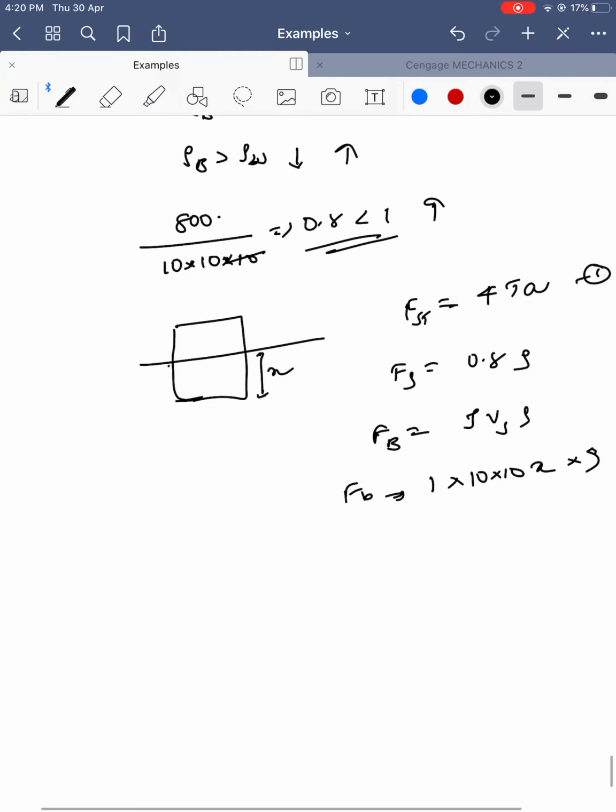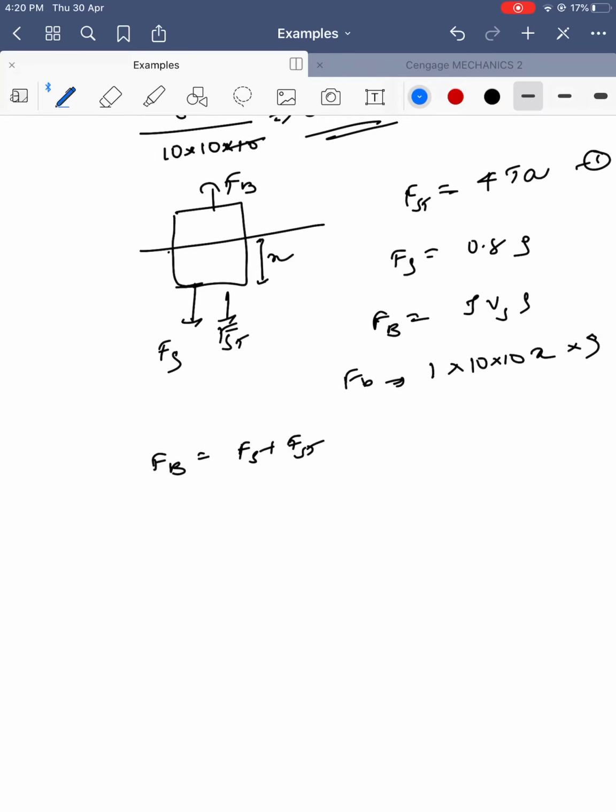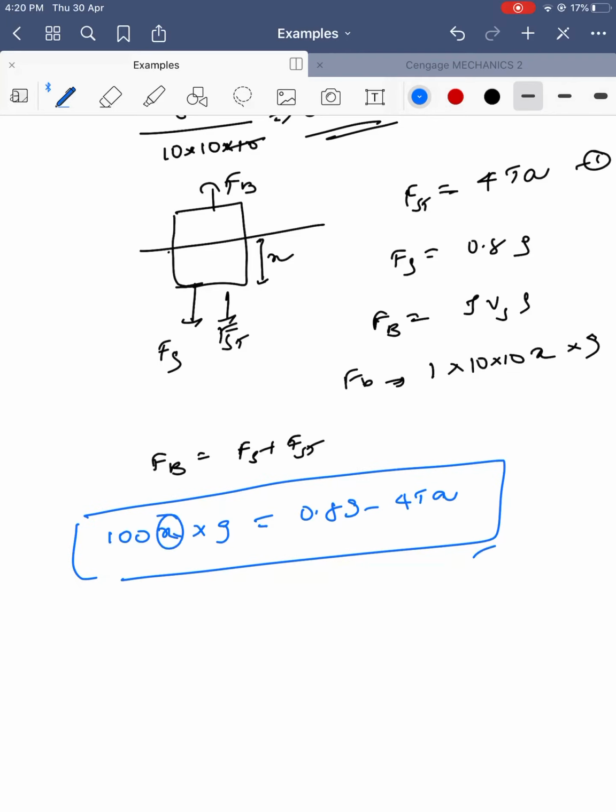So upward force is equal to downward force. The downward forces are the gravitational force Fg and surface tension in the downward direction, with the buoyancy force in the upward direction. Let's write Fb equal to Fg plus F surface tension. If you write that, 100 into X into G is equal to the gravitational force 0.8 into G minus surface tension 4T into A. So substitute the values, you can get the value of X.